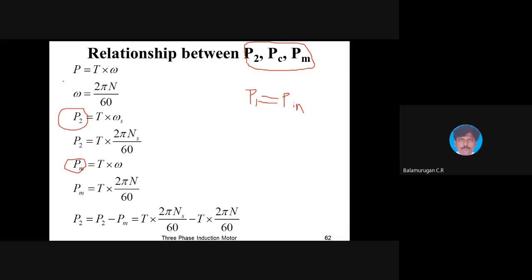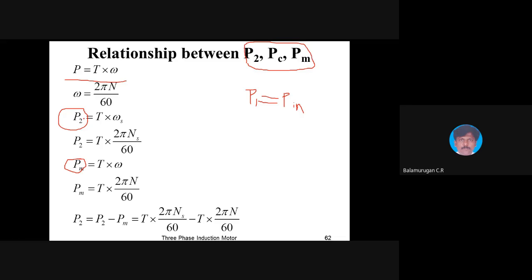So general power will give the expression as torque into omega. Torque into omega is given as the power equation. So this input power will be different. Omega you can give as 2 pi n by 60. We can give the expression for omega as 2 pi n by 60.